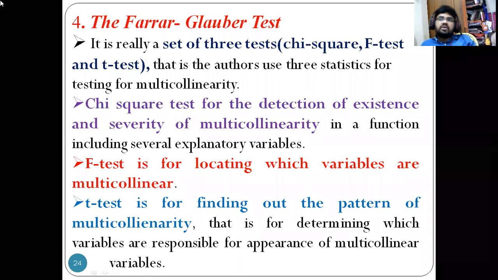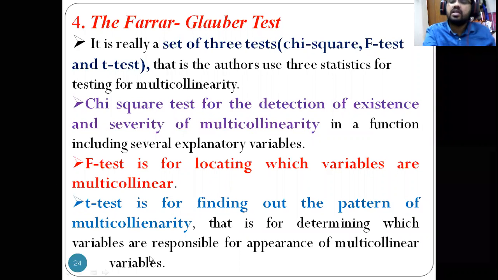Why do they use the chi-square? The chi-square test is for the detection of the existence and severity of multicollinearity. It means how we can detect the multicollinearity. That's why they use chi-square. Why have they used the F test? The F test locates which variables are multicollinear, nothing but which variables are more correlated with each other. That's why they use the F test.